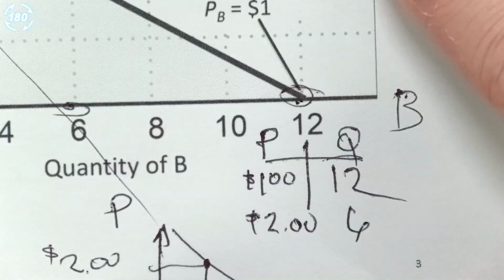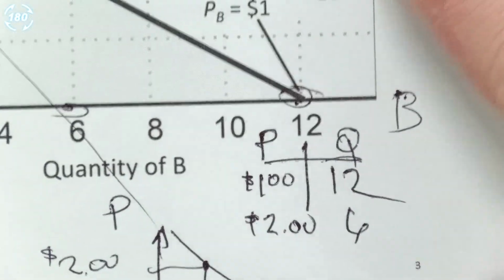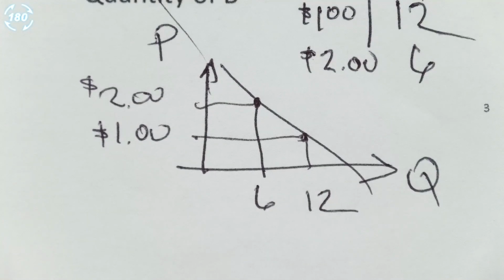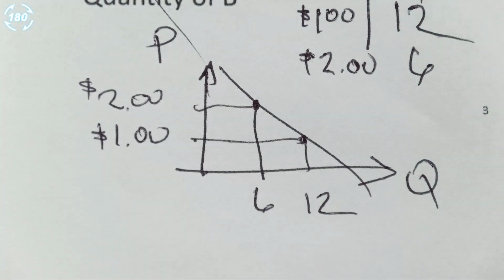Okay, you'll consume 6 pounds. At a price of $1, you'll consume 12. I'm sorry. Okay, that's how you did it. That's how we did it. That's how you form a demand curve, basically. And that's how we're going to do it here in a little bit, but we're going to look at this in a little more detail.